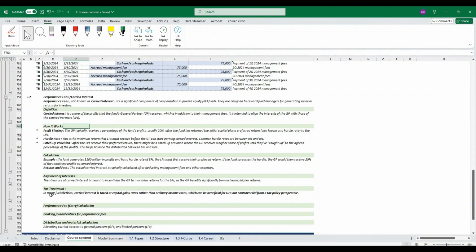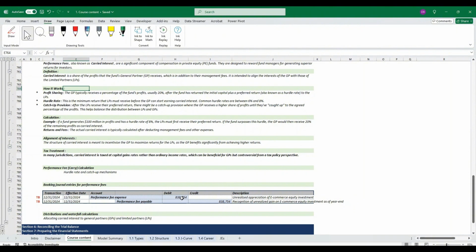For tax treatment, in many jurisdictions, carried interest is taxed at capital gains rates rather than ordinary income rates, which can be beneficial for GPs but controversial from a tax policy perspective. So always consult tax advisors for this part of tax treatment.